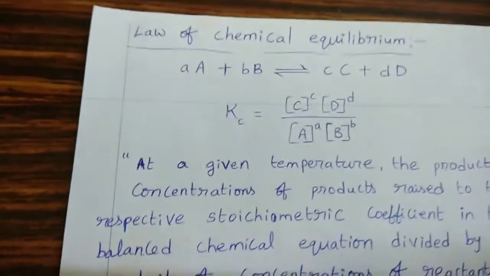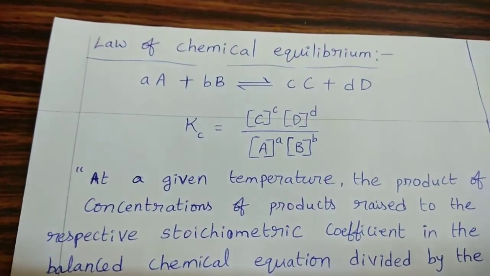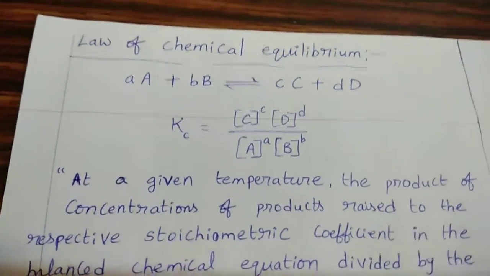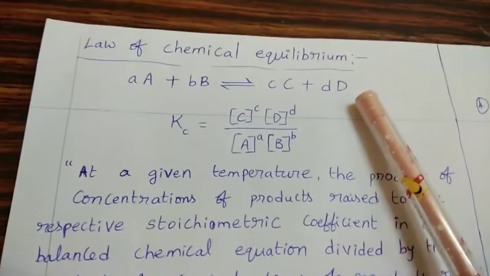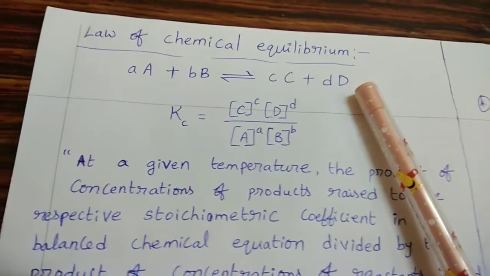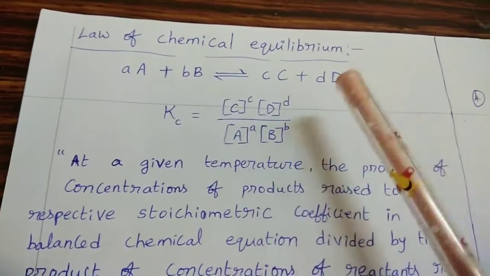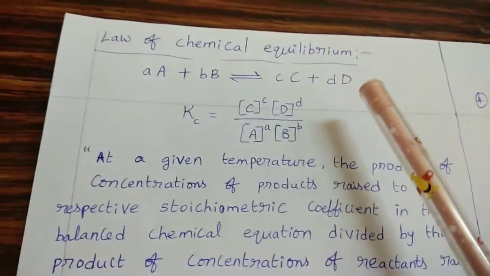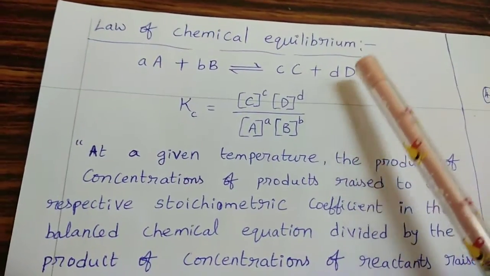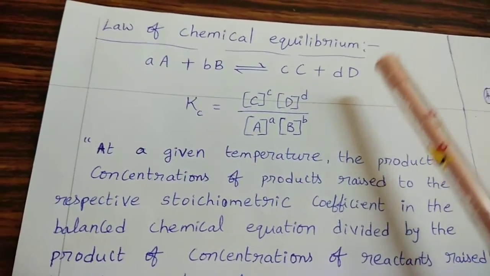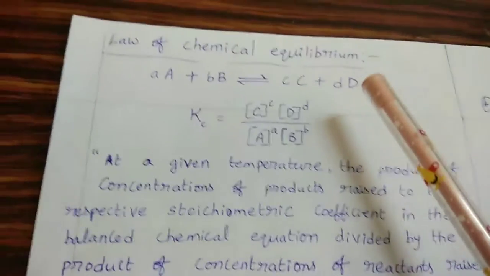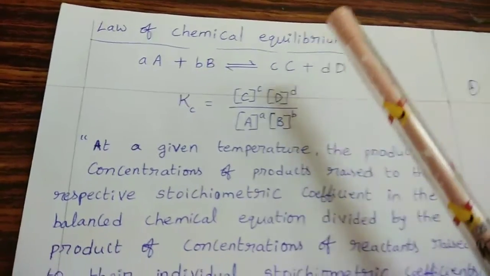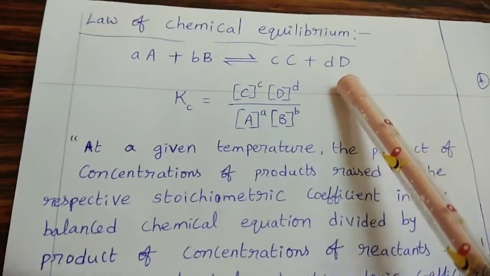See this, law of chemical equilibrium. We consider a general reaction aA plus bB gives rise to cC plus dD. It is a reversible reaction. Already we know that a reversible reaction means reactants give products and products give back reactants in the same reaction. That type of reaction is called a reversible reaction. Equilibrium is obtained for reversible reactions only. For irreversible reactions, we cannot get the equilibrium state. So this is the general reaction representing equilibrium.